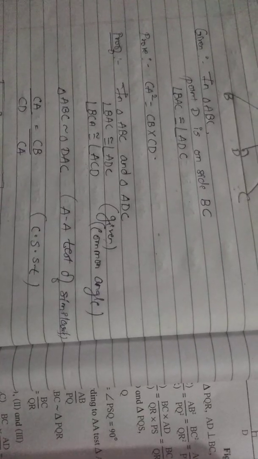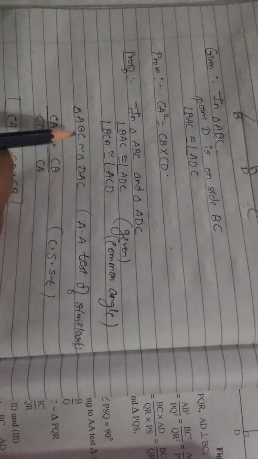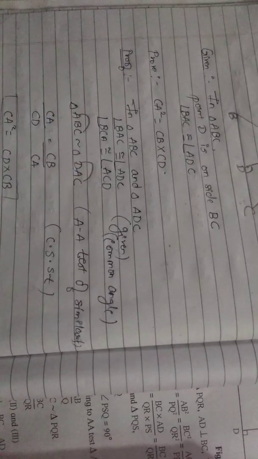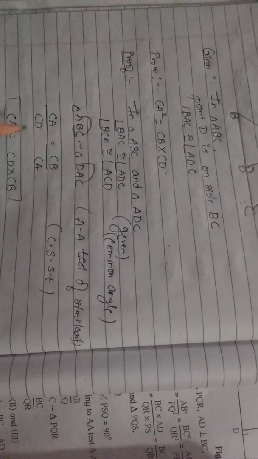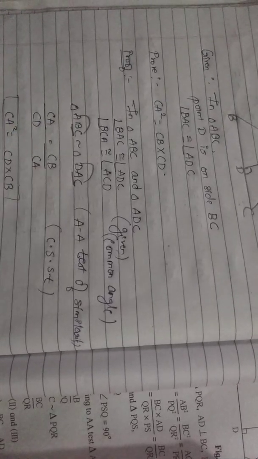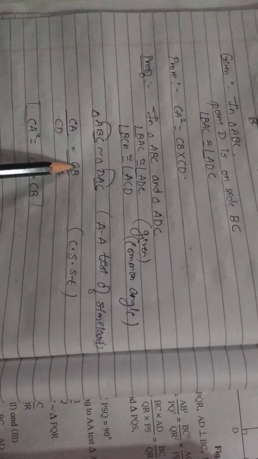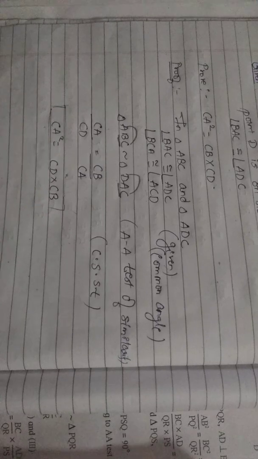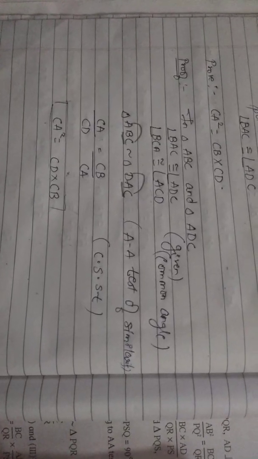Next step, we will write the corresponding sides. So CA upon CD equals CB upon CA. CA into CA will give you CA square and CB into CD. With that, practice set number 1.3 has been done.